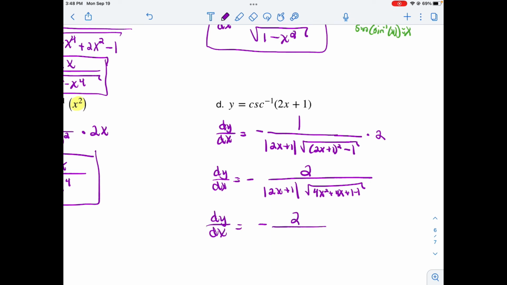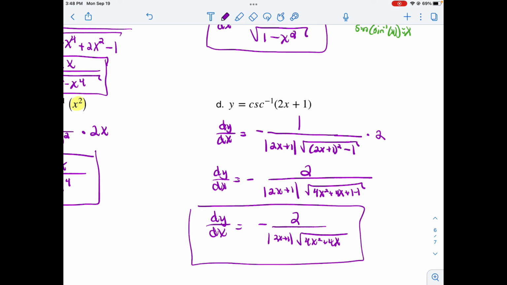So we just get negative 2 over the absolute value of 2x plus 1 times the square root of 4x squared plus 4x. And that's it. We can't simplify that any farther. I mean, you could factor the 4 out and make a 2, and you could simplify the 2 with the 2 on top. But I'm not going to require that. So this is legit. Just know that if it's a multiple choice, it could have simplified slightly more.